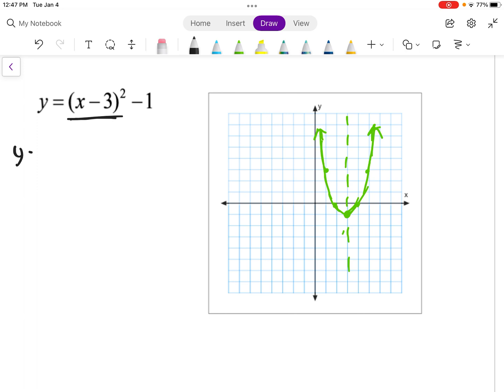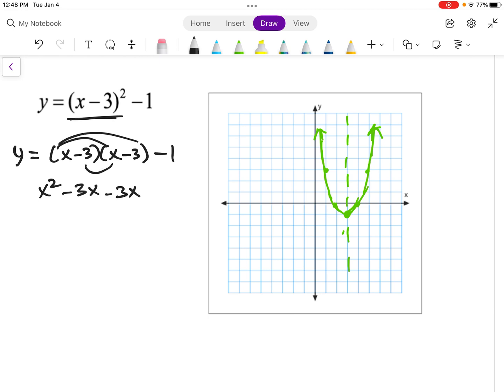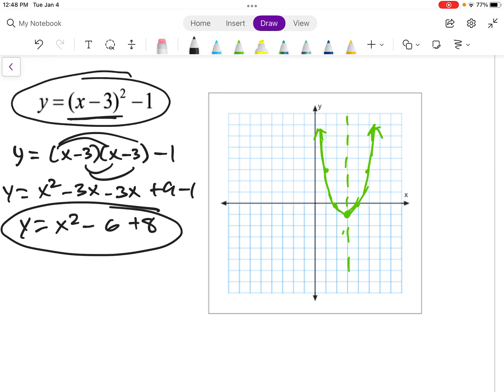So I get y equals, and remember when you multiply that out, x minus 3 squared is x minus 3 times x minus 3. All right, then I'm going to just multiply this out. I still have the minus 1, but I'm just going to distribute here. That's x squared minus 3x minus 3x plus 9. So now I get y equals x squared minus 6x plus 8. So this and this are the same thing. They're the same quadratic function.